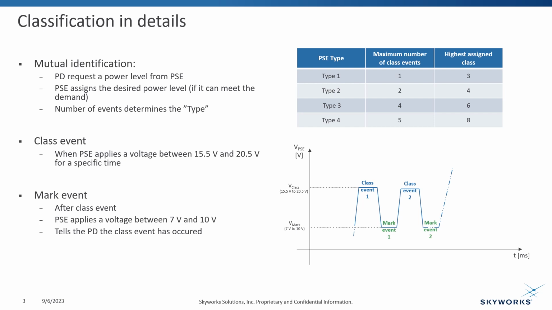A class event is followed by a so-called mark event. During mark event, PSE must apply a voltage between 7 volts and 10 volts, so it can be simply differentiated from class event. This event serves as a message that a class event has occurred. It helps to identify the length and the number of the class events.